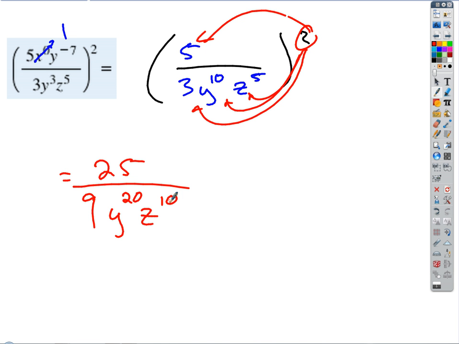You got it? Okay. All right, so now one other little wrinkle here. What if, hypothetically speaking, this had been, let's say, a negative 2? That looks like, oh my gosh, that's making it so much harder. It doesn't at all. All you do is flip the fraction, right? Yeah. So 25 would be on the bottom, all over 25. 9y to the 20th, z to the 10 over 25.